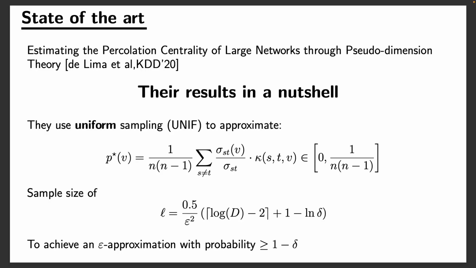The state-of-the-art method to estimate the percolation centrality was proposed by De Lima et al. in KDD 2020. They used uniform sampling to approximate a doubly normalized version of the percolation centrality with an additional 1 over n squared factor. They also showed how to generalize the results for the betweenness centrality estimation to the percolation centrality estimation problem. And they showed that in order to achieve an epsilon approximation of this doubly normalized version of the percolation centrality, we need a sample size that depends on the logarithm of the vertex diameter of the given graph.